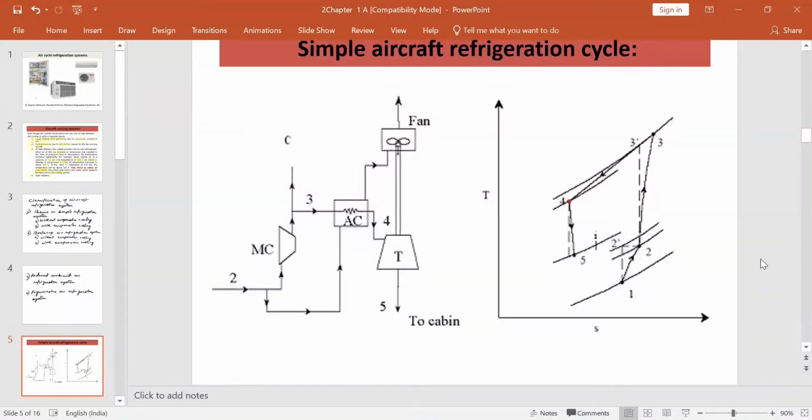So this is a simple air refrigeration system. First you see this is the point 1. Point 1 is here, and it is the atmospheric condition at around 10,000 meter altitude. So your aircraft is moving at this altitude. The temperature is T1, which is mentioned in your TS diagram. This is the temperature and entropy diagram.